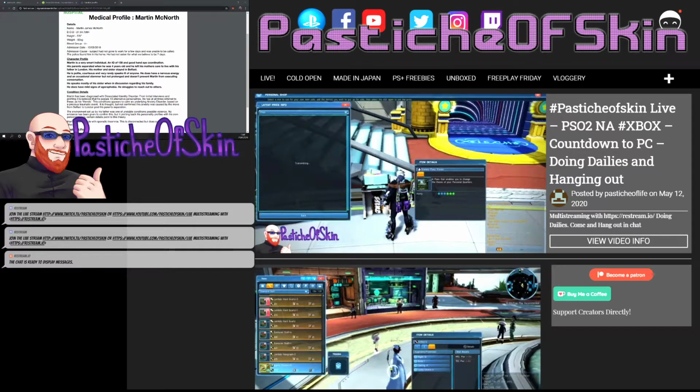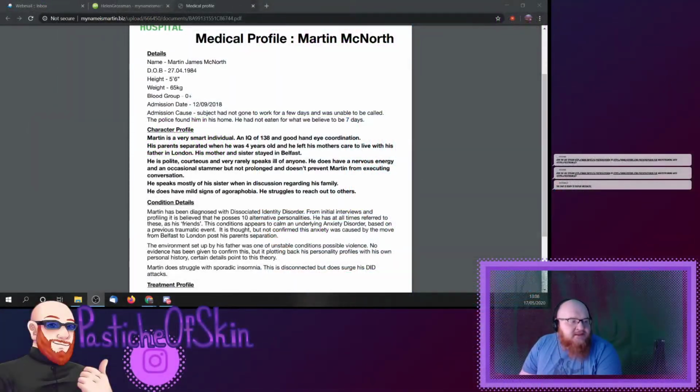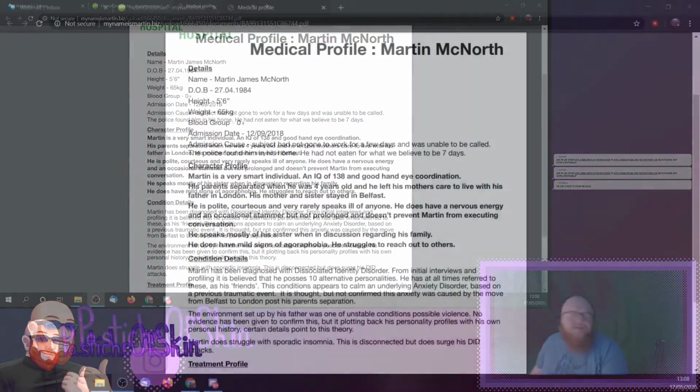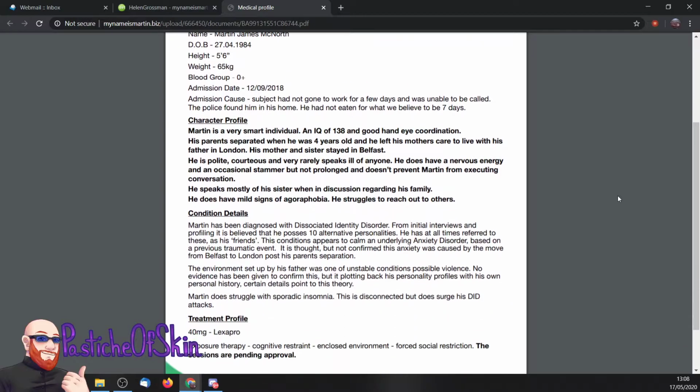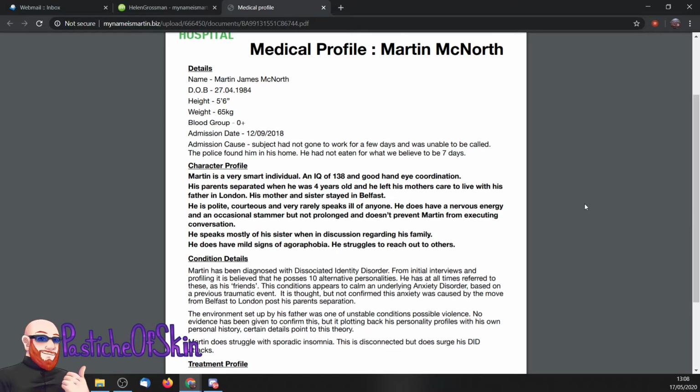So let's start reading through the details here. And we'll do it full screen so you guys can see as well. Right. Medical profile, Martin McNorth. Date of birth, 27th of April, 1984. So he's the same age as me. 5'6", 65 kilos. Blood group O positive.